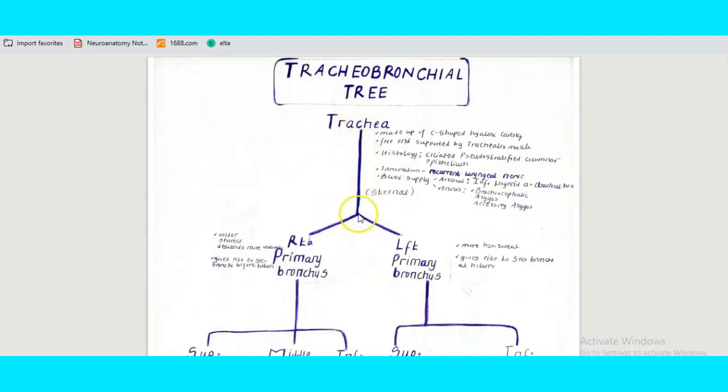When it gets to the sternal angle, what happens? It bifurcates into two branches, a right pulmonary bronchus and a left pulmonary bronchus. The right pulmonary bronchus is usually more vertical than the left, and that's why substances passing through this airway go more easily through the right pulmonary bronchus. For example, smokers have the tendency of allowing easy passage of particles into the right lung more than the left lung. So you have the right pulmonary bronchus and the left pulmonary bronchus.